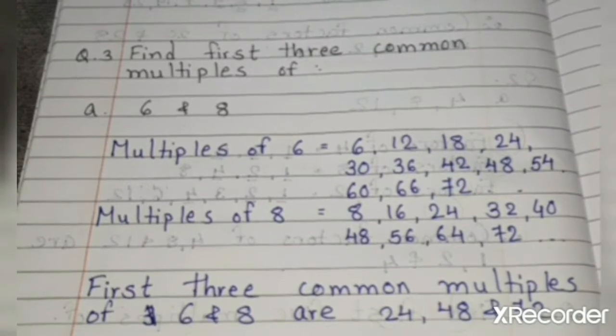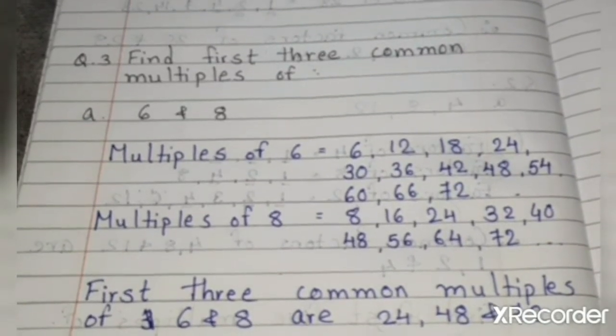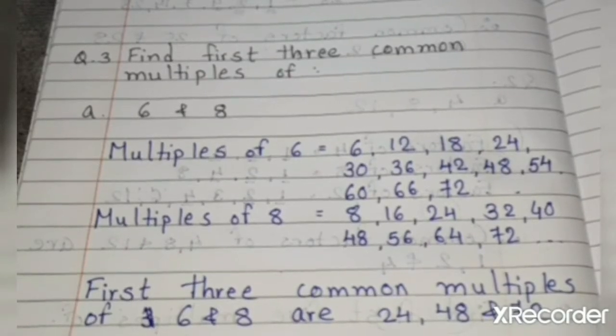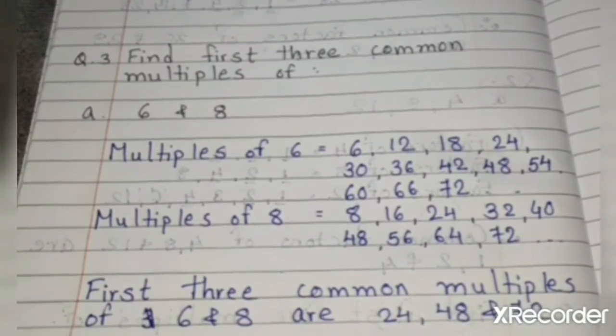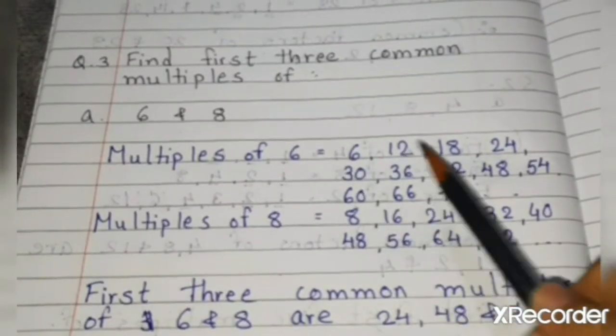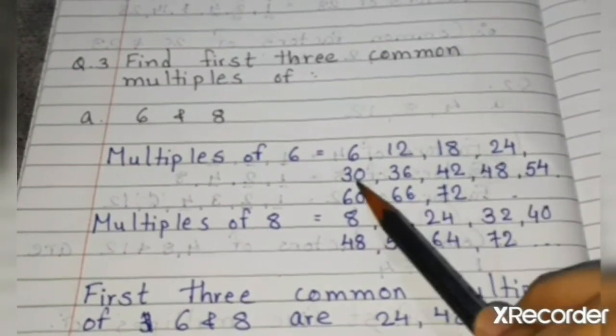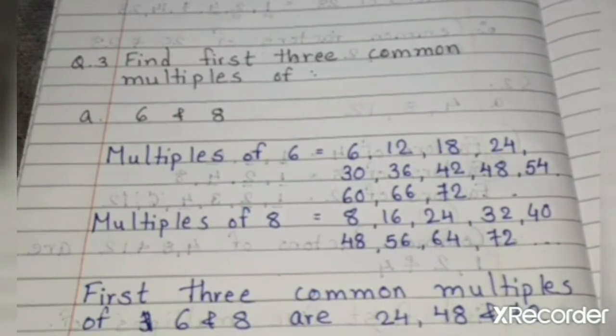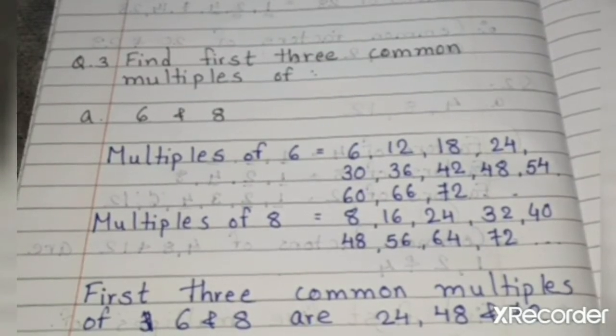Now let's learn how to find common multiples. Here you have question 3. Find first 3 common multiples of 6 and 8. Multiples of 6 are 6, 12, 18, 24, 30 and so on. Here you just need to write the table of 6.